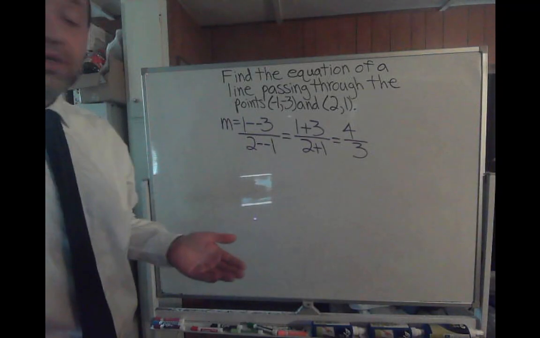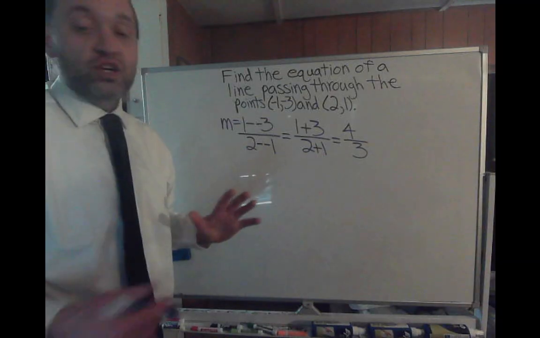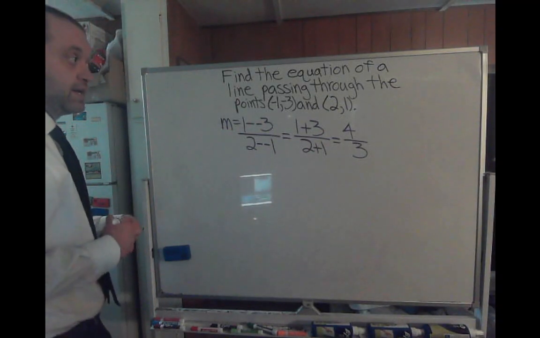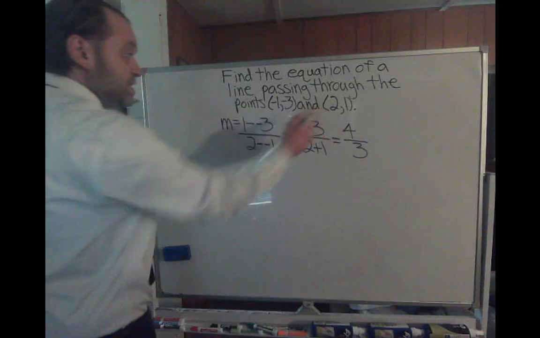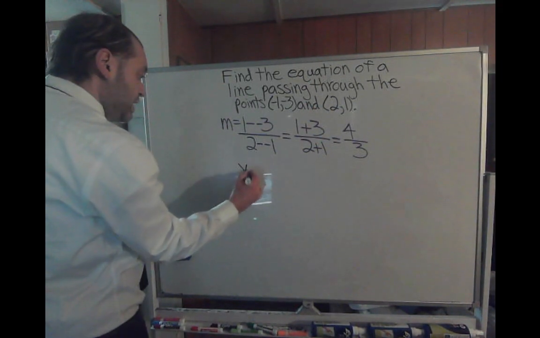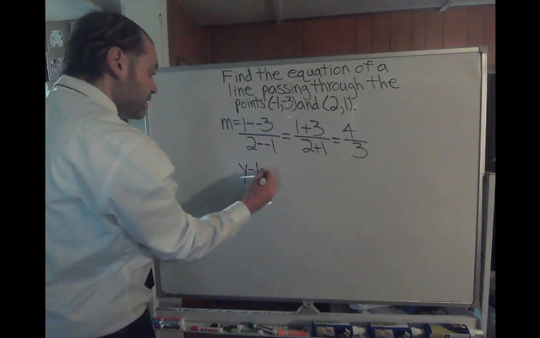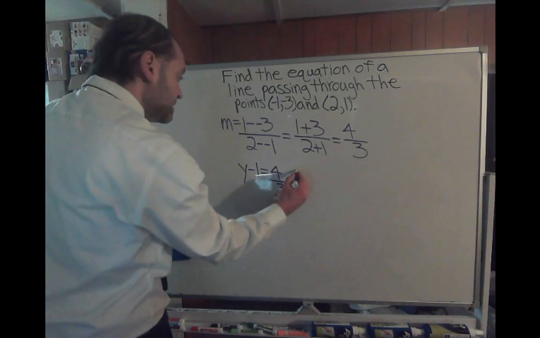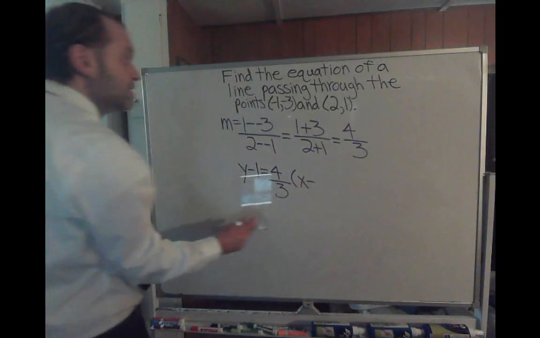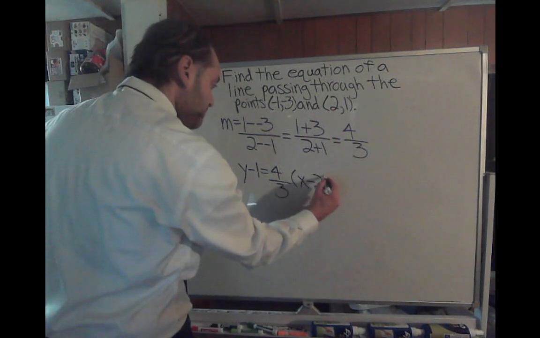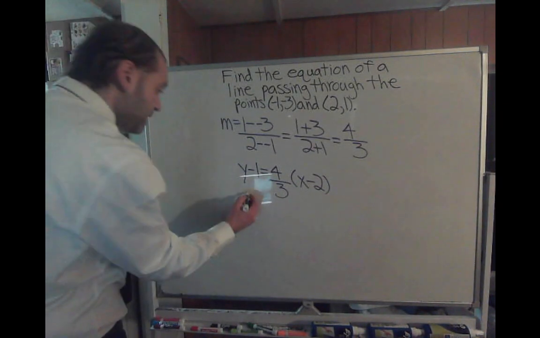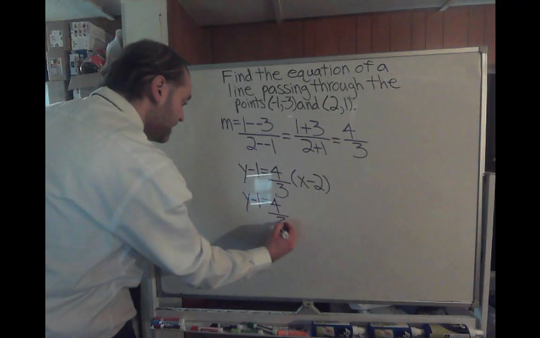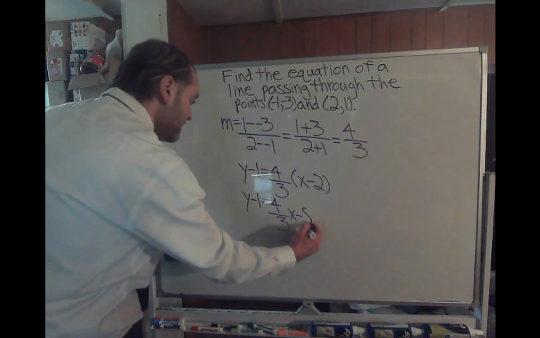Now all we need to do is just put everything into point slope form, get the equation of a line. So take your pick of whichever point you'd like to work with for that. It won't matter. I'm going to pick the point (2, 1). So we'll do y minus 1 for the y-coordinate equals that slope of 4/3 times the quantity of x minus your x-coordinate of 2. So then you would end up with y minus 1 equals 4/3 x minus 8/3.